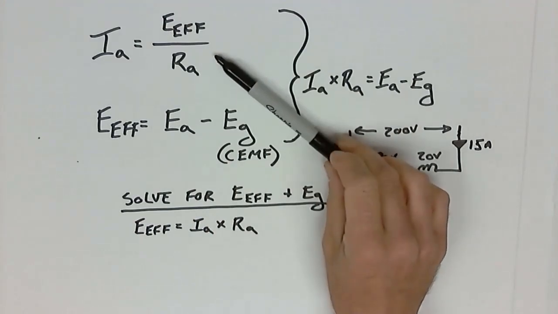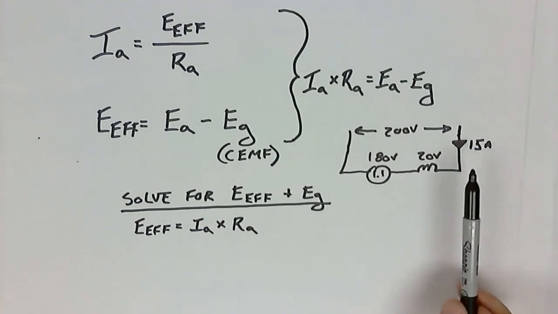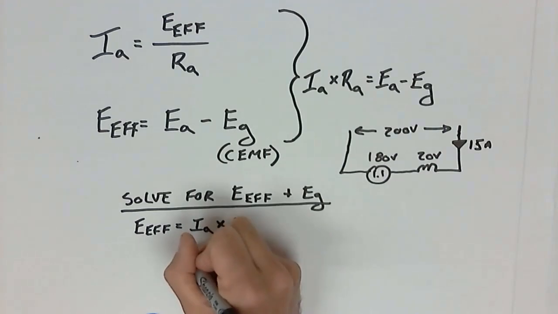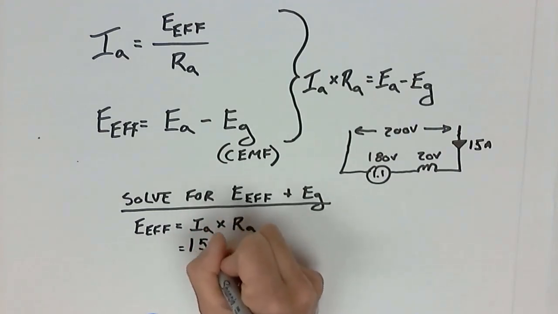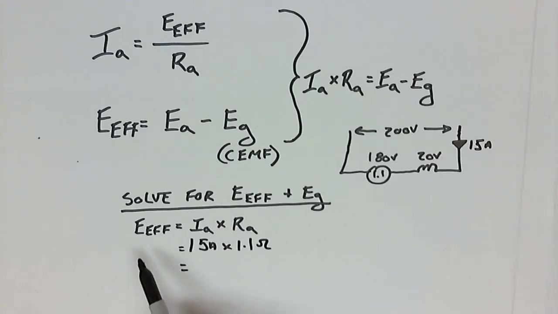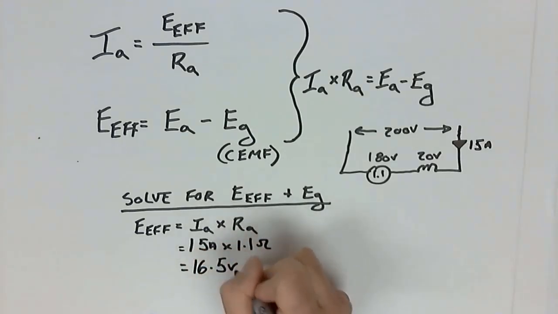This is Ohm's law, isn't it? It's Ohm's law. So IA and RA, we know the current already. It's 15 amps, and we know the resistance, 1.1. So what we're going to do is multiply the two. 15 amps times 1.1 ohm. And that gives me an effective value of voltage of 16.5 volts.